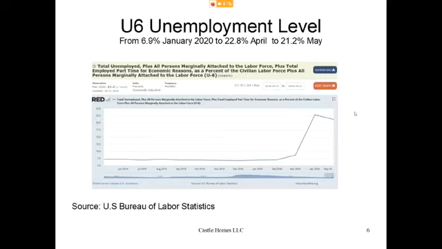The U6 unemployment level is just a broader measure of people who want a full-time job and can't get one. They have to work multiple jobs because they can't find that full-time job that they want. So the U6 level went from 6.9% in January, and it pretty much held steady there. And it spiked up to 22.8% in April, and then dropped back down to 21.2% in May. So here's April, here's May. And I think we're all expecting this to continue to drop down for June as folks start to get back to work.